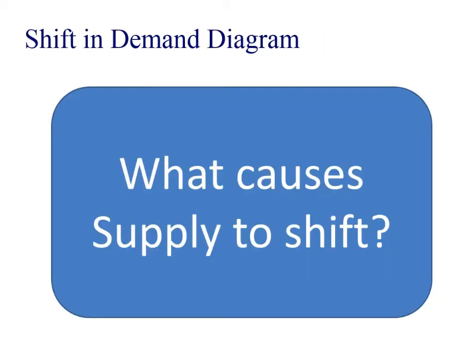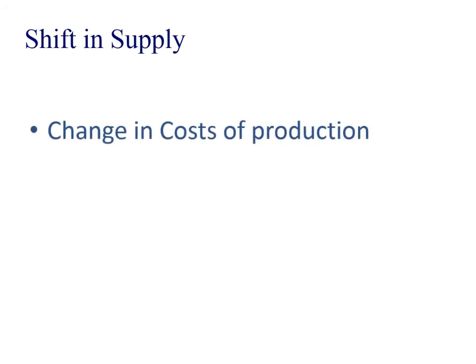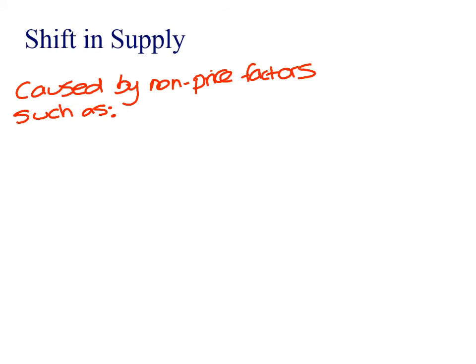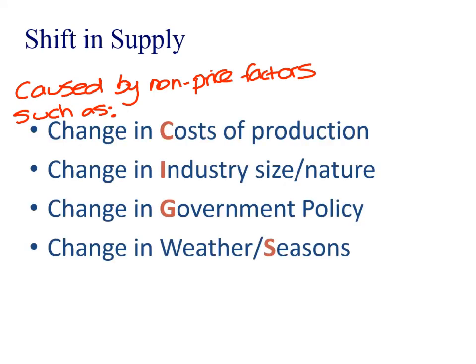Okay, so what causes supply to shift? So we know that a change in price, aka a shift in demand, will cause a movement along your supply curve. But what actually causes supply to shift inwards and outwards? We have these factors here, which I'll go through in order. So I call these SIGs. Change in cost of production, change in the industry size or nature, change in government policy, or a change in weather. Well, it'll be SIG-W, so I'll call it seasons.